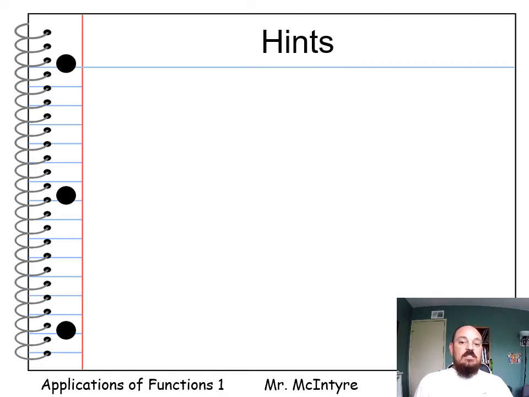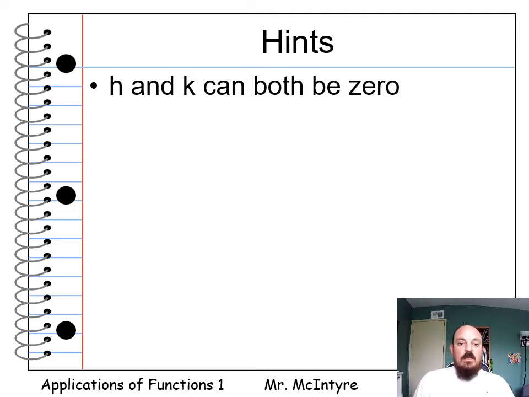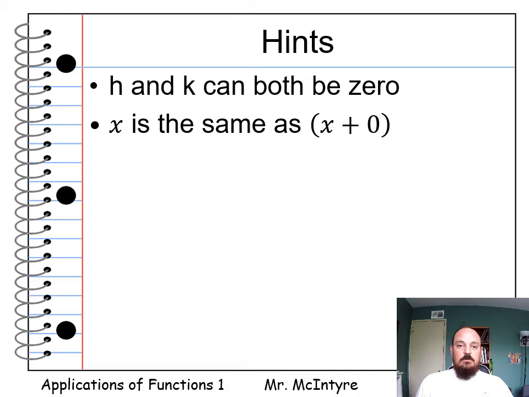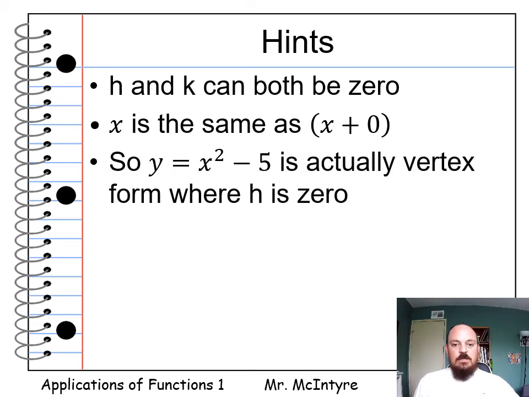Now, here's a couple hints for you guys for the worksheet today. H and K can both be 0, and if they are 0, you're not going to see the 0. It's just going to disappear because the 0 is basically nothing. So for example, x is the same as x plus 0. That means if h was 0, it would look like this.